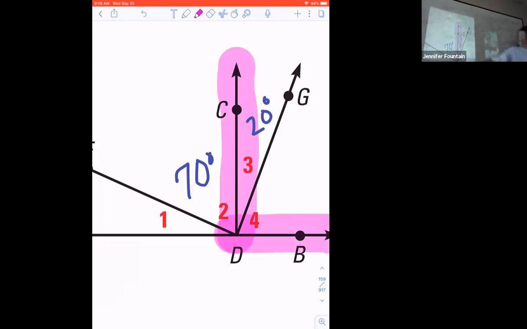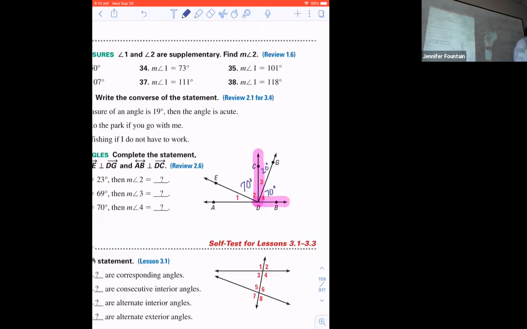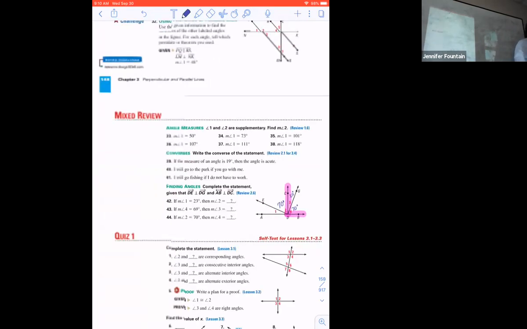Now notice that here I've got another perpendicular. This is a right angle. These are perpendicular, they form a right angle. So if 3 is 20 degrees, what is 4? 70 degrees, good. All right, so that is that on that section. Any questions about anything we've gone over?